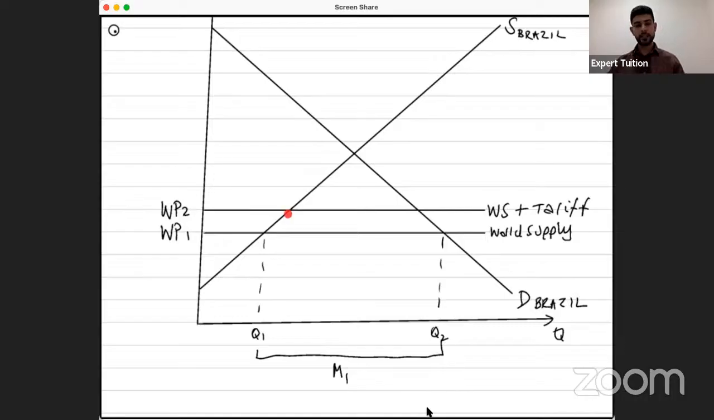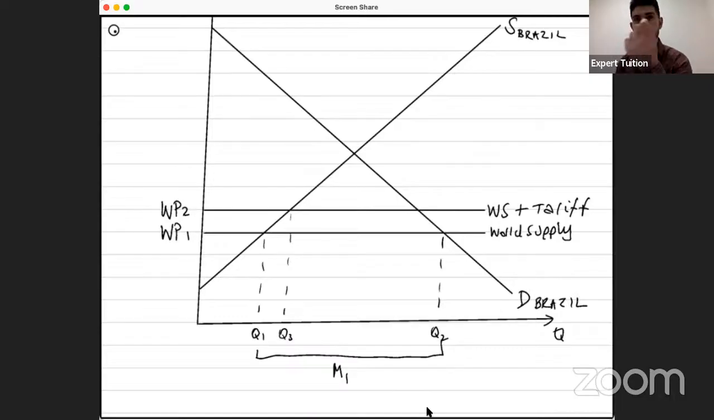What does it hit now? It hits supply over here. This is Q3. All right, I have a very basic question for you guys. Has the supply domestically gone up or down? Do we all agree the supply has gone up from Q1 to Q3?